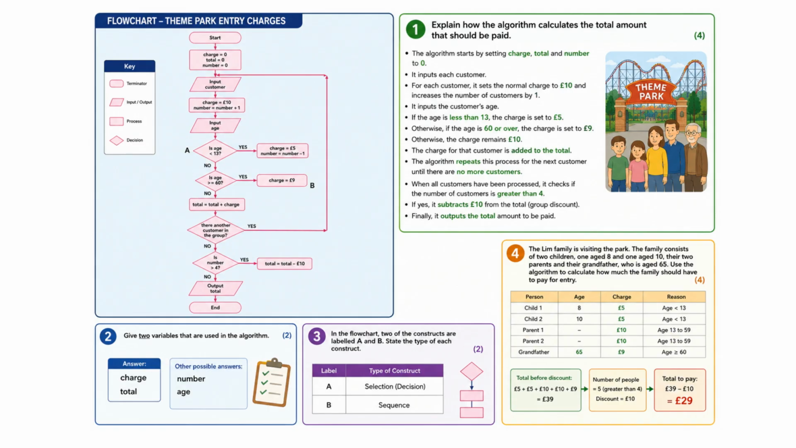Finally, when all customers have been entered, the algorithm outputs the total amount that should be paid. This flowchart demonstrates repetition, decision-making, and calculations inside an algorithm.